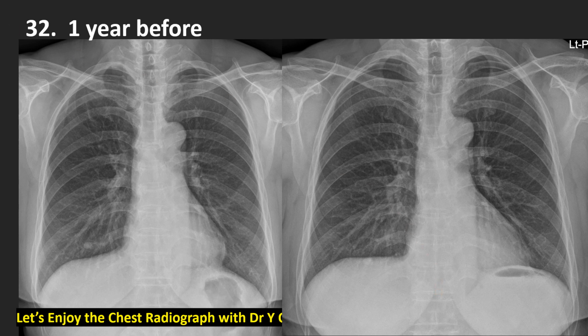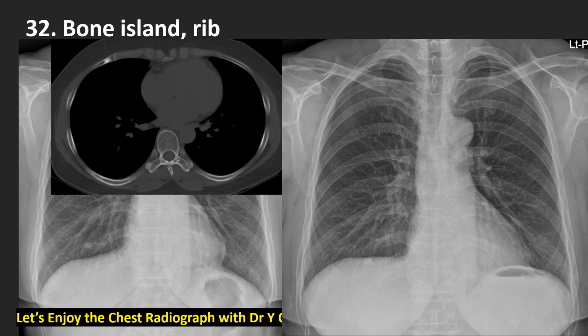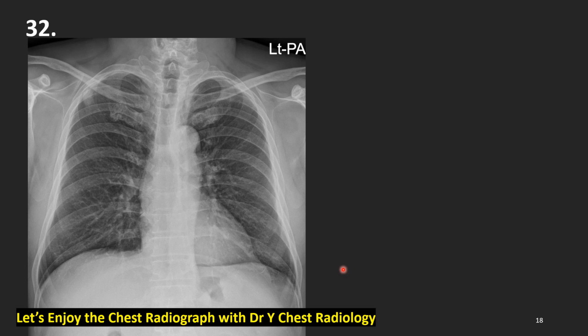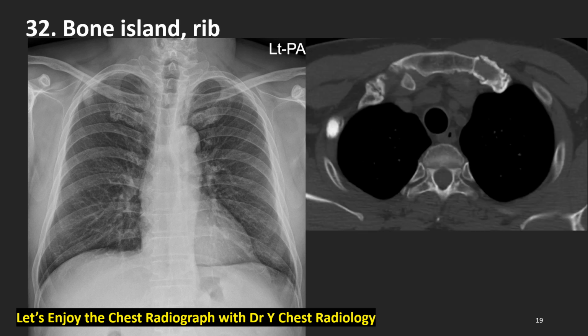Yes. Bone window setting CT. Anterior rib bone island. This one. This one. This one. Where is the abnormal finding of this middle-aged man? You got it? What is your answer? Let's check it out. Are you correct? This one? Bone island. Here it is.